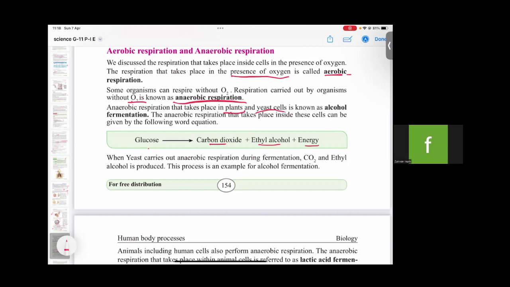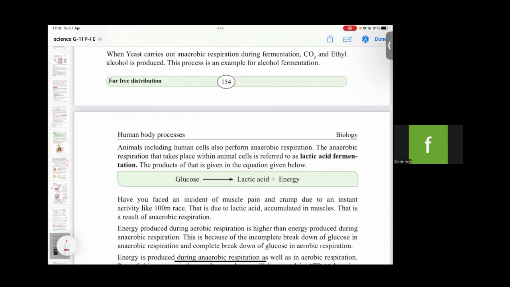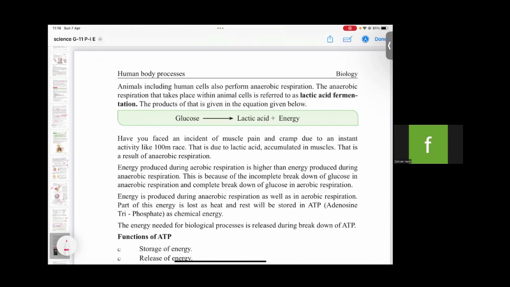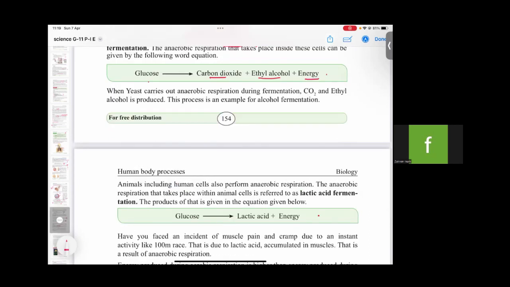And again, for animals, we have lactic acid fermentation. When you're running for 100 meters, you might sometimes get cramps because you don't have enough oxygen. Then you go for anaerobic respiration to get energy. So the lactic acid will get accumulated in your muscles, which will cause you cramps. So the lactic acid fermentation equation is lactic acid and energy. What is the difference between this and this? Can you see in alcohol fermentation, there is release of carbon dioxide, while in lactic acid fermentation, you don't have carbon dioxide. This is one of the primary difference between them.